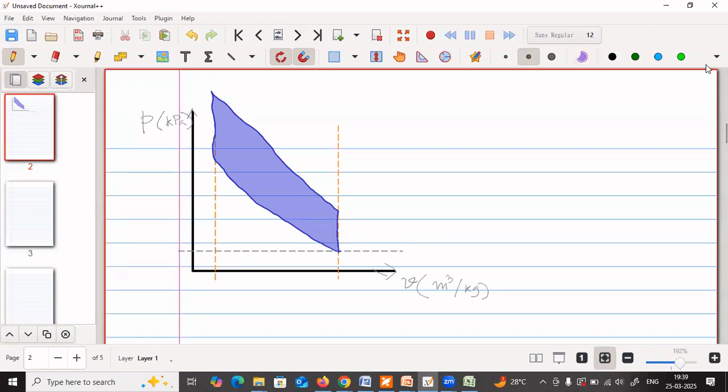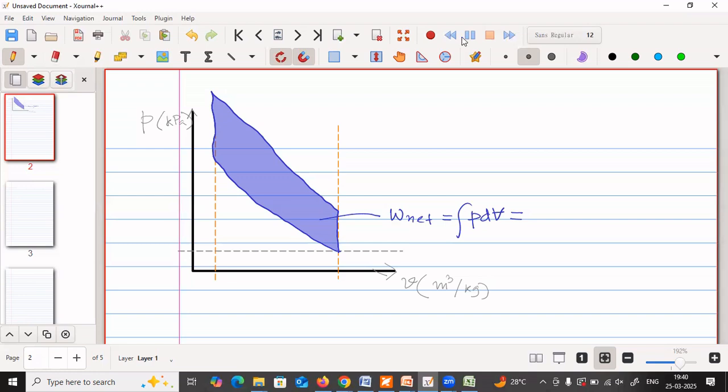Okay. Now this area is the work output. So in the PV diagram, this is W net. So that is equal to integral P dV. And you know from your basic thermodynamics, what is the work output for this process? W net is equal to.